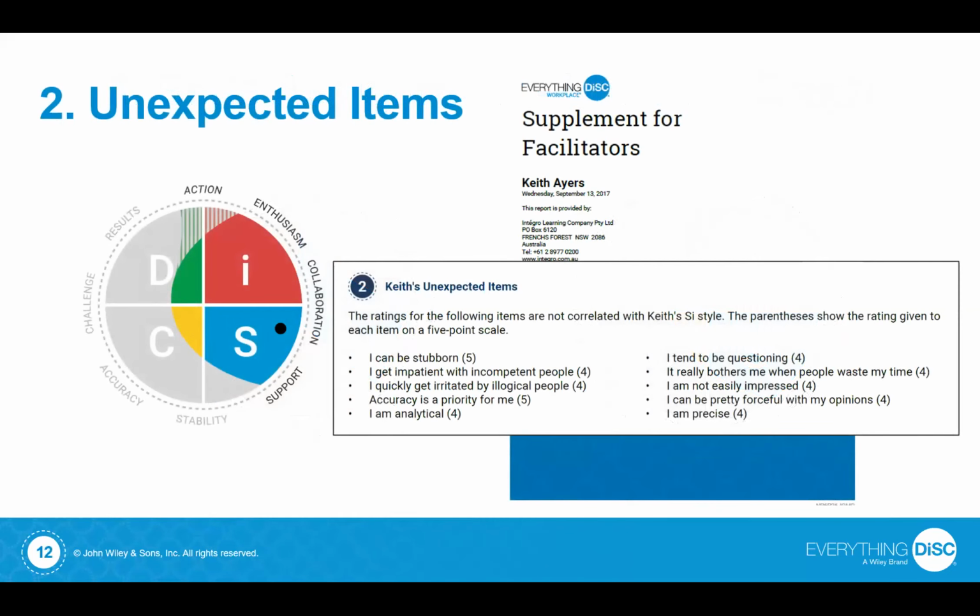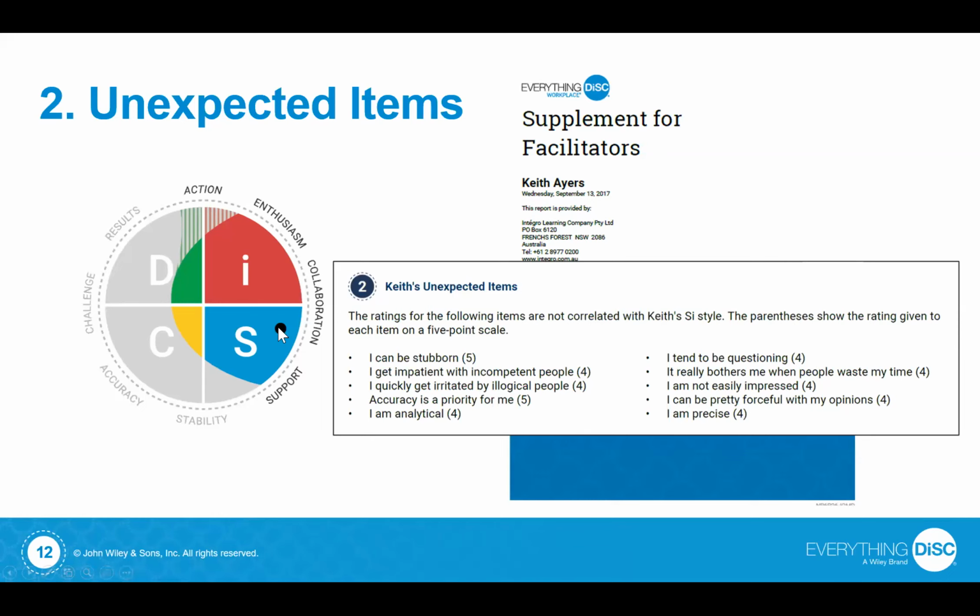Now, the most interesting part of the supplement for facilitators is the unexpected items. Now, these are items in the questionnaire that I've responded to in a way that's not expected for someone with my style. All right, as it says in the text there, they're not correlated with my SI style. So it's helpful to know this. How does it get these unexpected items?